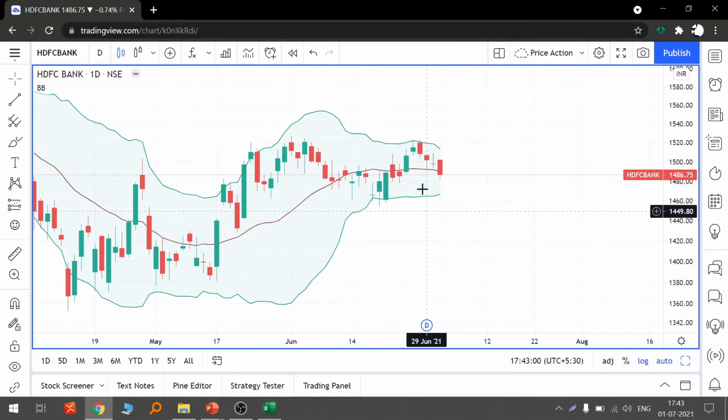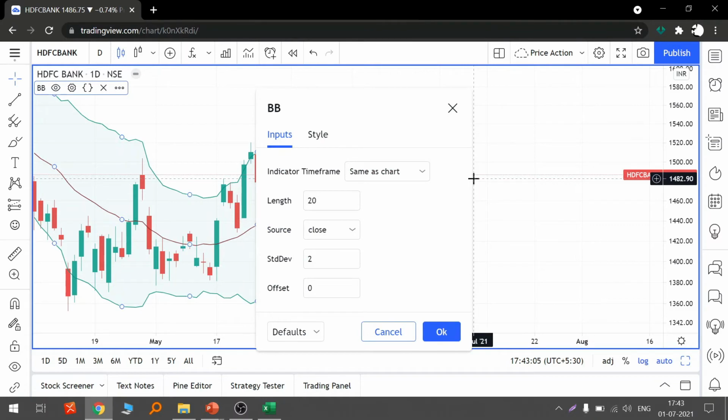Okay, so let's see the construction of this in the settings. As we saw, it's a 20 period simple moving average. That's the length. You can change it, but even John Bollinger has said that changing this doesn't work much. If you change it, there is a different setting for standard deviation also. For example, if someone prefers a 50 moving average, it's 1.9 or some such standard deviation, which John Bollinger has indicated. You can research on it if you need it.